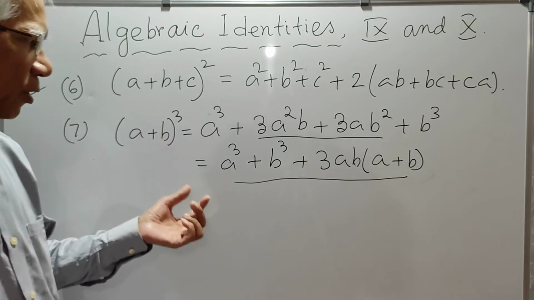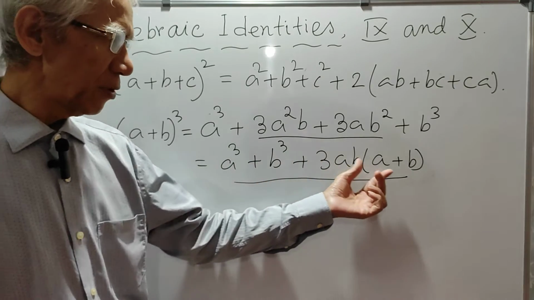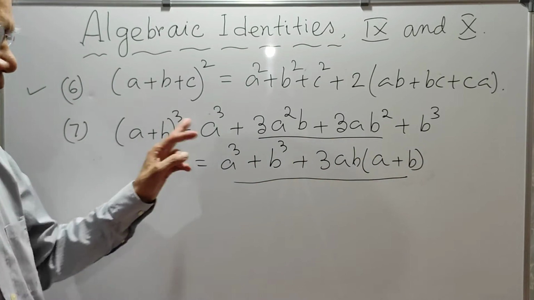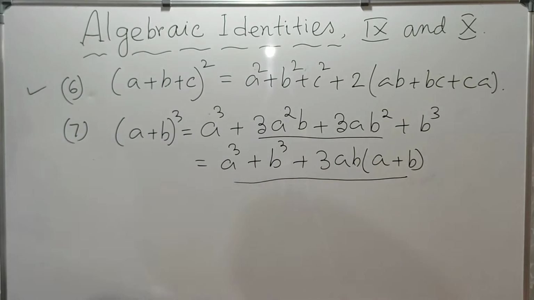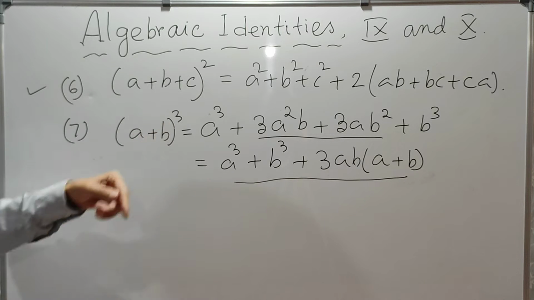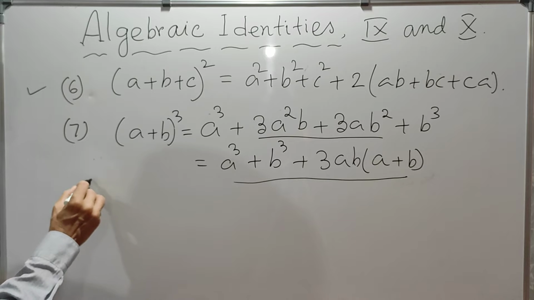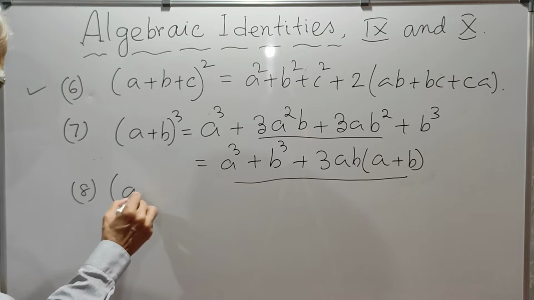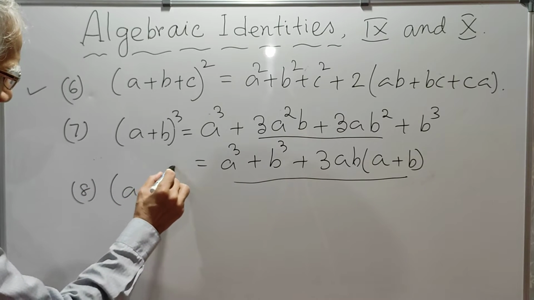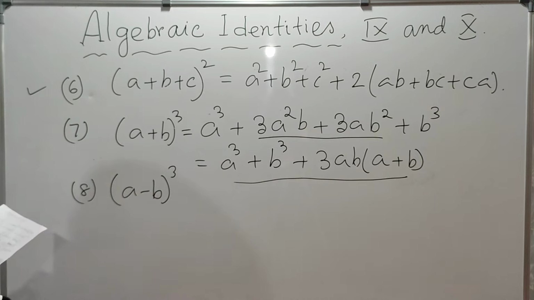So what is (a+b)^3? a^3 + b^3 + 3ab(a+b). Okay, so this is the 7th identity. So having cube. Now next one will be (a-b)^3. That is number 8, (a-b)^3.